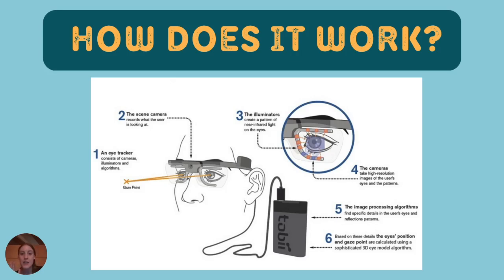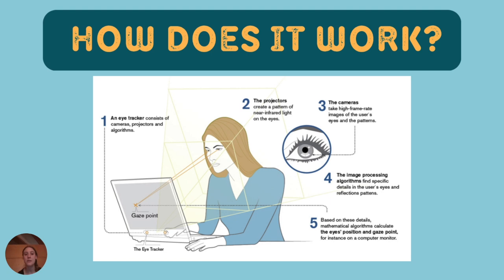They take high resolution images of the user's eyes and the patterns, and they process algorithms to find specific details in the user's eyes and reflection patterns. And they're looking at the user's eye position and gaze point and calculate them using something called a sophisticated 3D eye model algorithm.